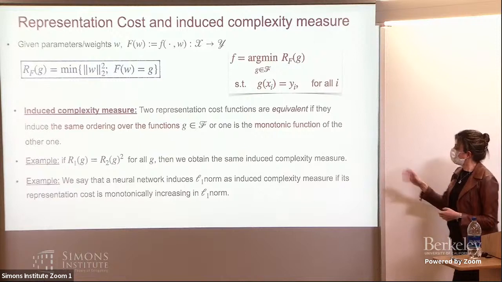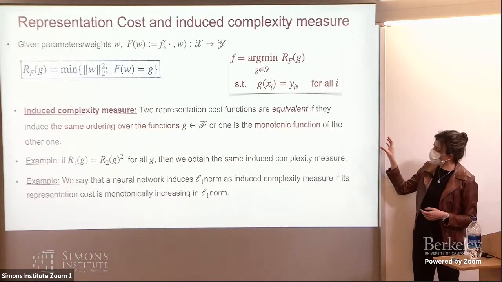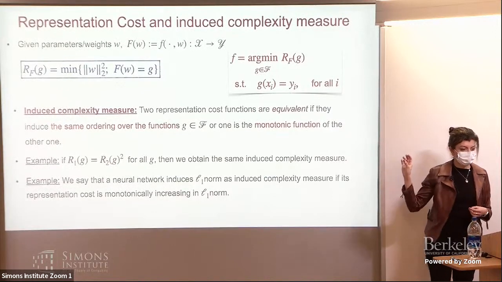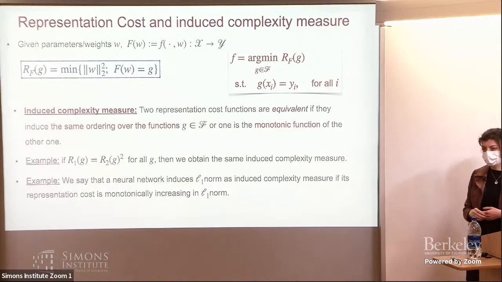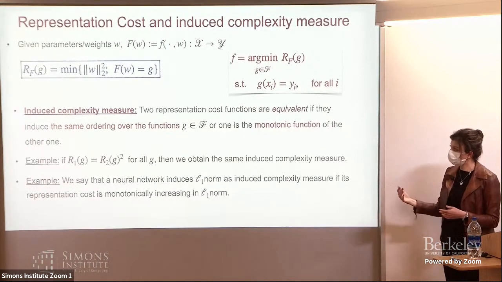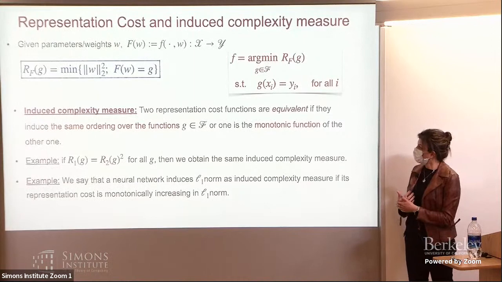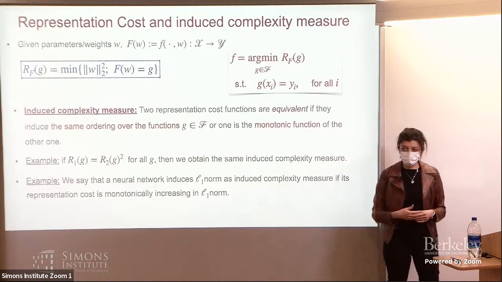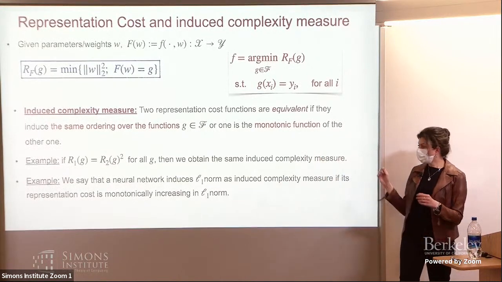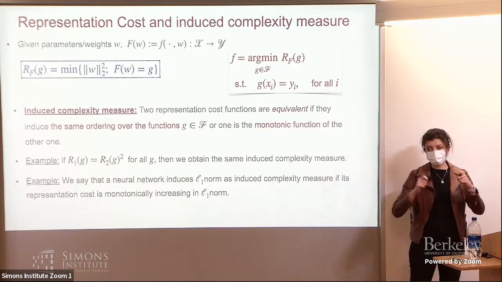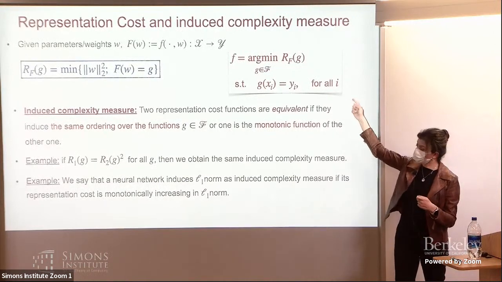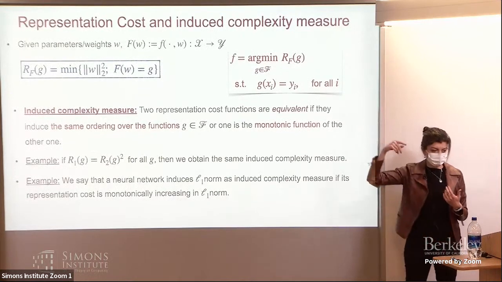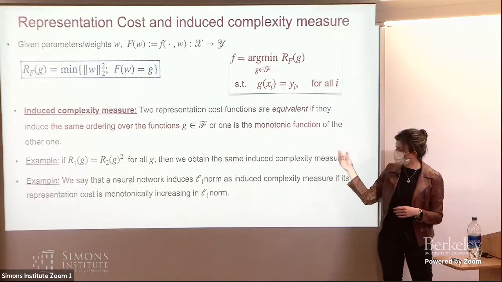And in particular, I want to emphasize that we don't actually care about the minimum cost representation or the representation cost. What we care about is the representation cost up to some equivalence, where the equivalence is defined by the ordering that it induces over the functions in your function class. If two representation costs induce the same ordering over all functions in my function class, they're equivalent, because the output of this algorithm is going to be the same for these two representations. Or one is a monotonic function of the other.